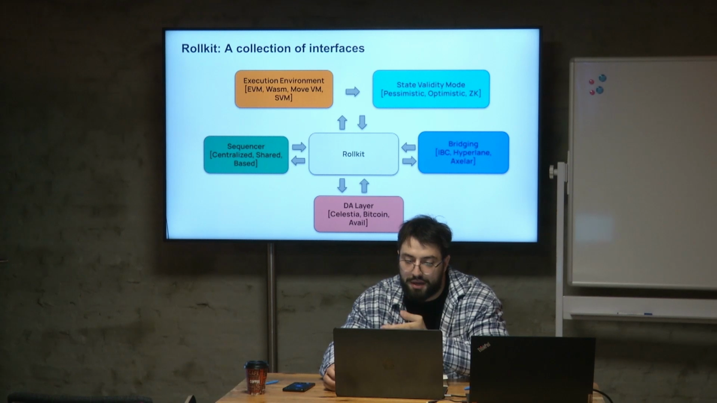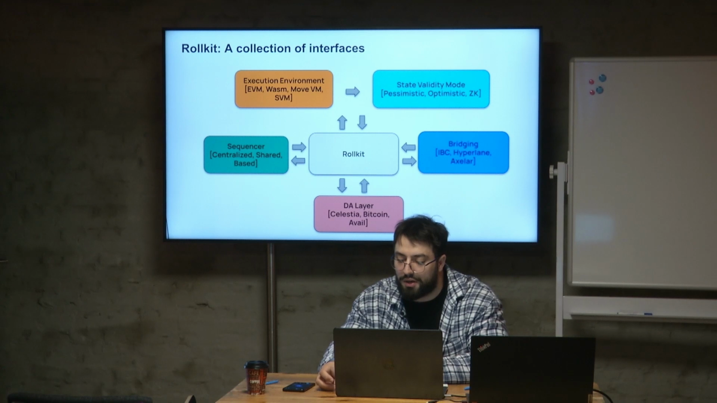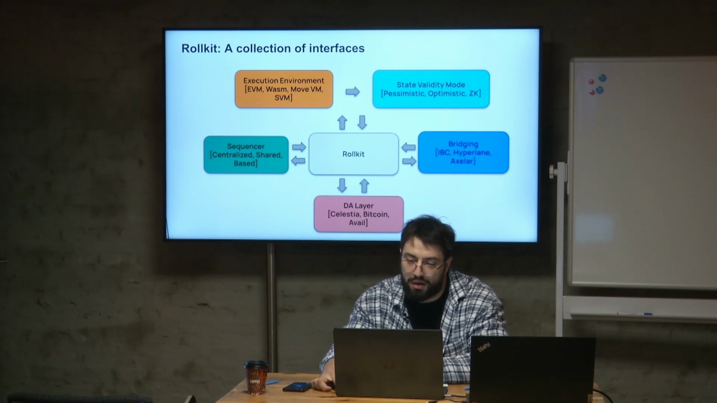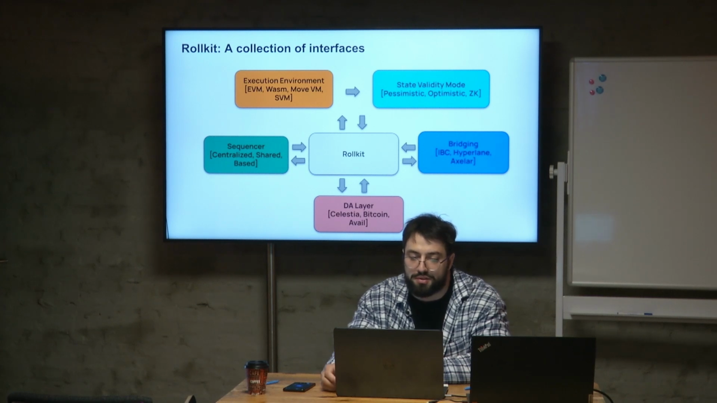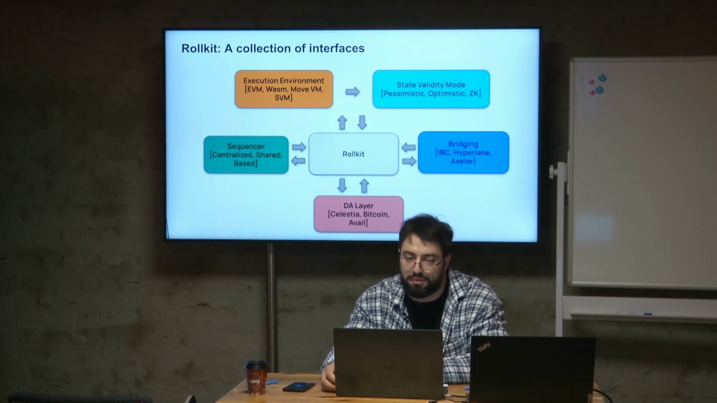As I said, DA is an interface for the underlying blockchain, which serves as data availability, not just storage. Bridging, IBC client, sequencing. Right now we support centralized, working on shared and based sequencing as well, and different execution environments such as EVM, WASM, or other kinds of VM. And we also work on the state validity mode. Right now it's pessimistic, but we're working on two others, like optimistic and ZK.